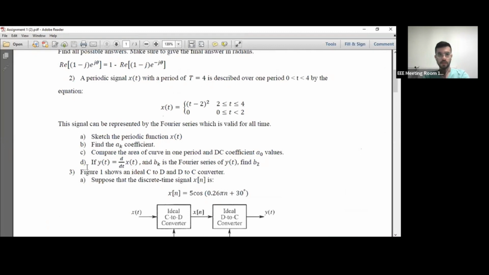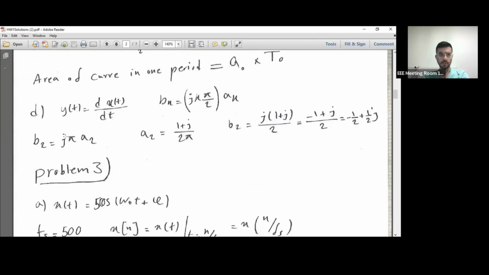In the next part, it says if y of t equals the derivative of x of t, and bk is the Fourier series of y of t, find b2. Okay, here we didn't want to solve with the integration. We need to solve it with some features that Fourier series has. As you know, for this signal, which is the derivative of x of t, we can write bk as jk times pi over 2 times ak.